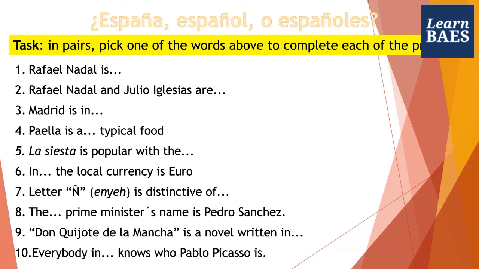La siesta is popular with the españoles. Españoles. Yeah, and some ingleses as well. Vale, muy bien. Yeah, it's getting more and more popular. It's such a shame that we cannot charge for it. Okay, perfecto. Número 6.